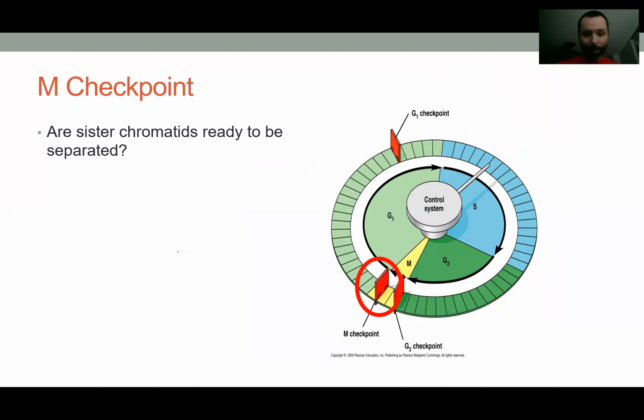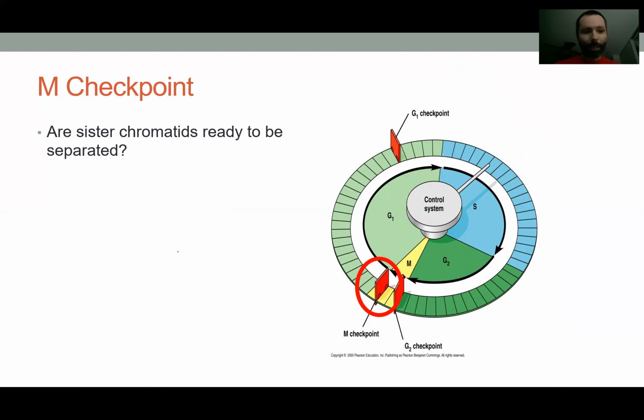Now, because this is a super important part, this is where the last checkpoint is, just to remind you back to the last video, that we control the cell cycle with these checkpoints. And so the last checkpoint says, are we actually ready to separate our chromosomes? Did they line up properly?